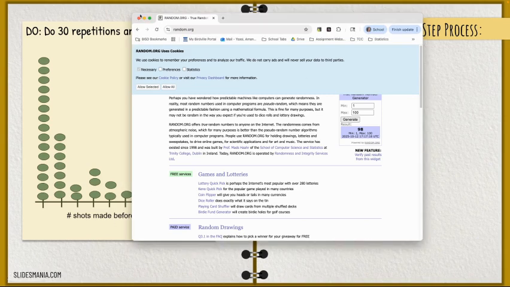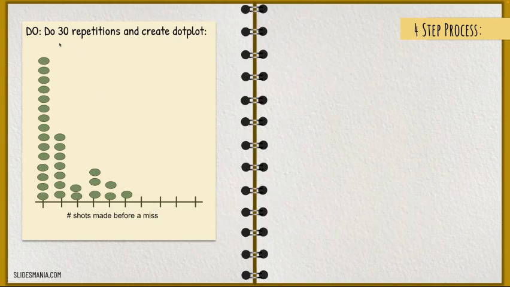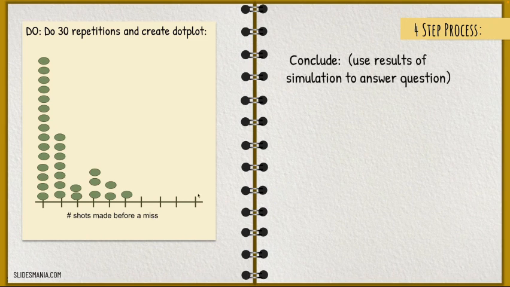So let me close this. All right, so do 30 repetitions and create a dot plot. So these are the number of shots made before a miss. So this is the do part. So you create some kind of way to collect and record the data. And then conclude: use results of the simulation to answer the question. So remember the question is, what is the probability that the player will make 7 or more shots in a row?